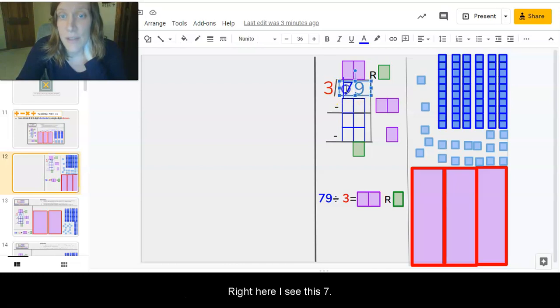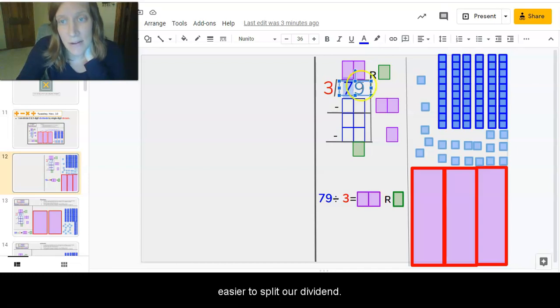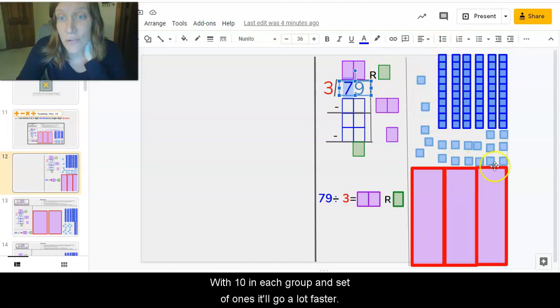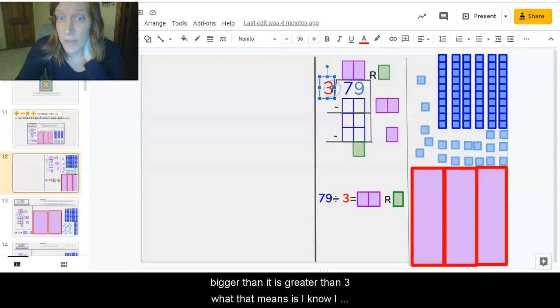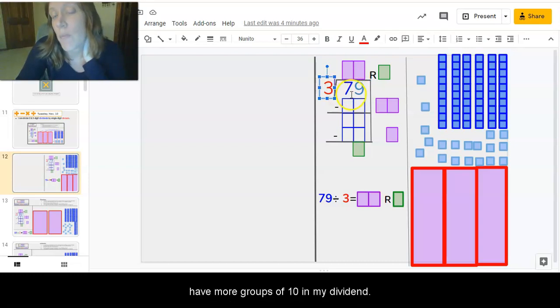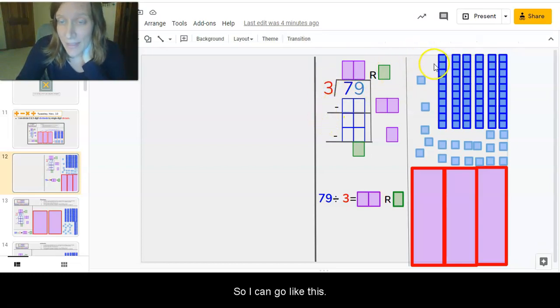Right here I see this 7, meaning I have 7 groups of 10 in this number. Well, if there are 7 groups of 10, it might be easier to split our dividend with 10s in each group instead of 1s. It'll go a lot faster. The reason I know I can do that is because this 7 is bigger than, it is greater than 3. What that means is I know I have more groups of 10 in my dividend than I have groups in my divisor. So I can go like this.